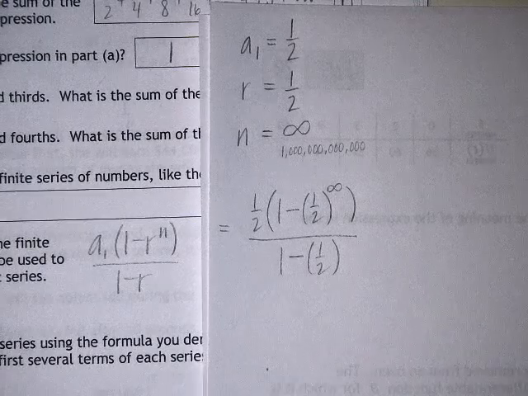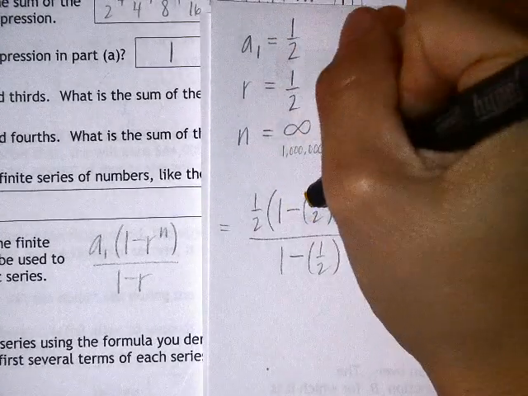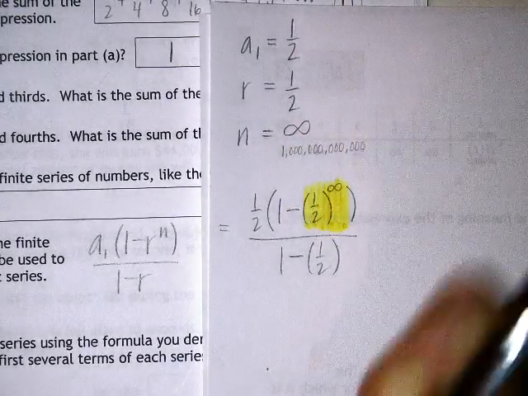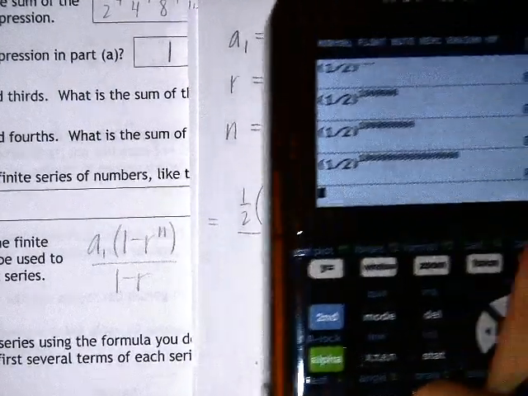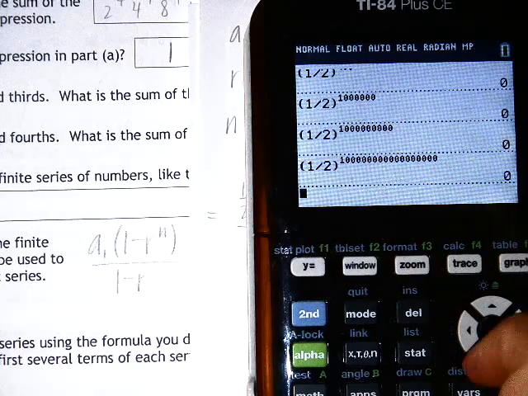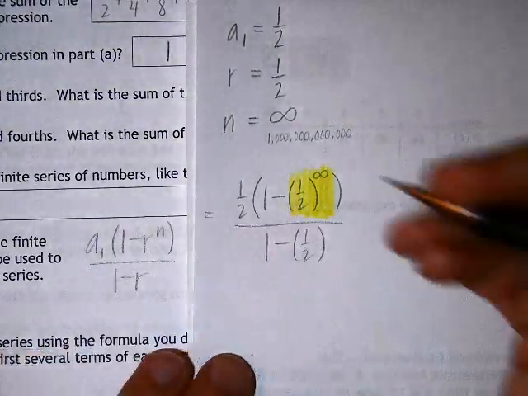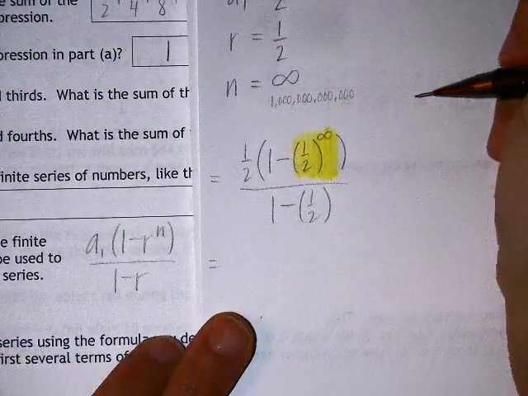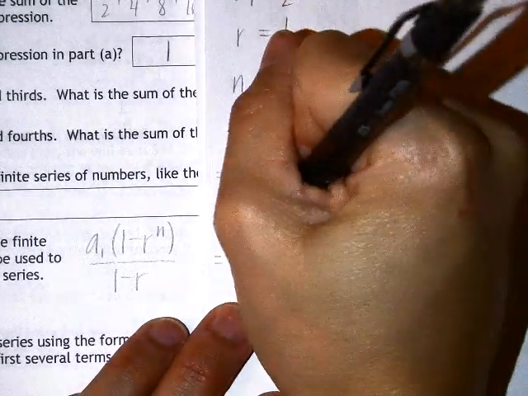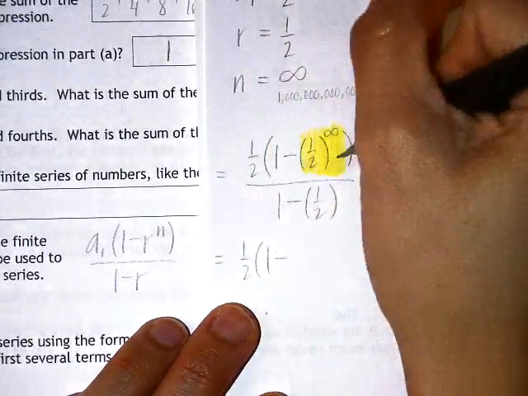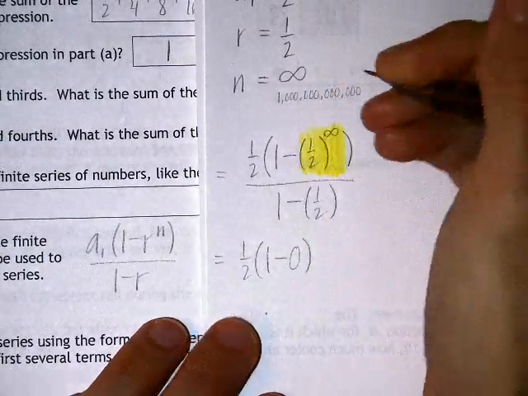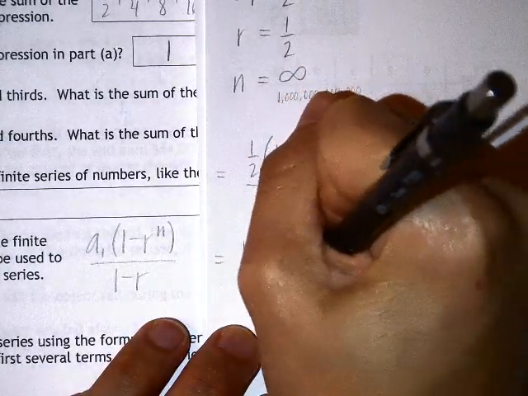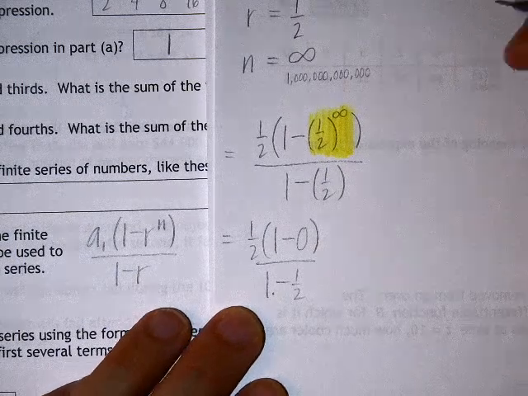So notice then, if this yellow quantity that I'm highlighting is the part that in my calculator I'm basically getting such a ridiculously small number, it's for all intents and purposes 0. Notice what would happen to my formula then. I'd have 1/2 times 1 minus, this effectively comes out to be nothing, over 1 minus 1/2. Let's see what that would look like.